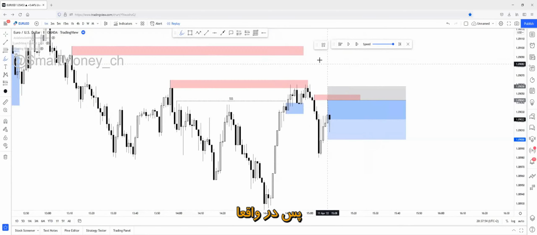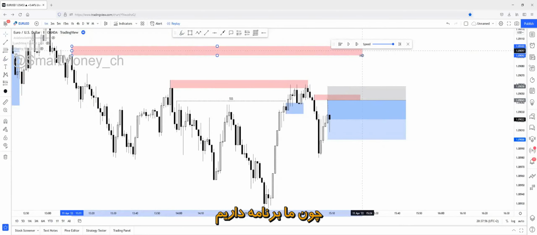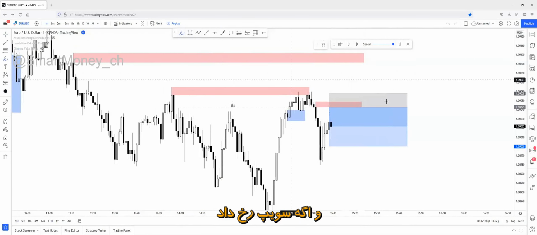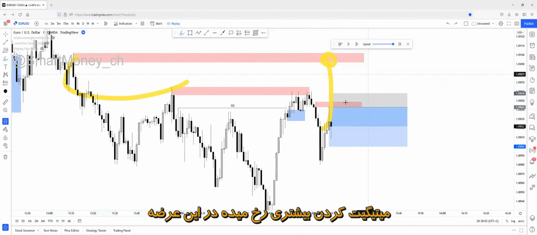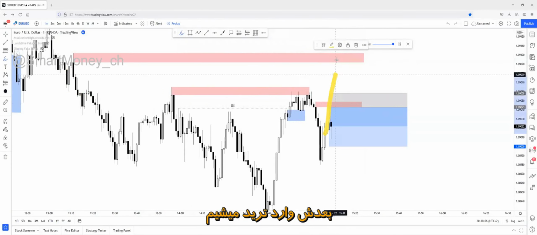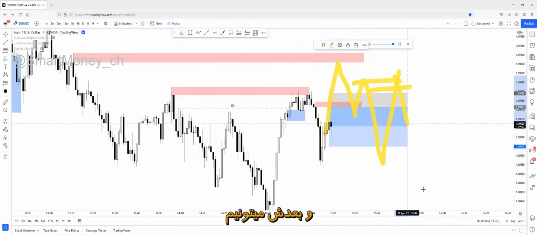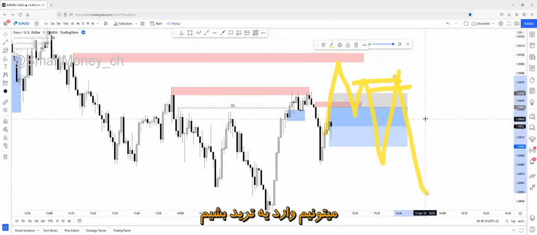So actually, we are just lining up every single scenario because we have a plan if the sweep happens. If the sweep happens, then this supply will be tapped. The deeper mitigation will happen right here. This supply tap will happen, and we'll aim for another change of character trade right here, and we'll be able to enter another trade. So we have a plan for every single scenario.